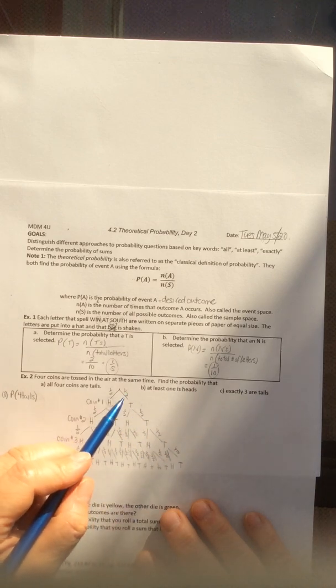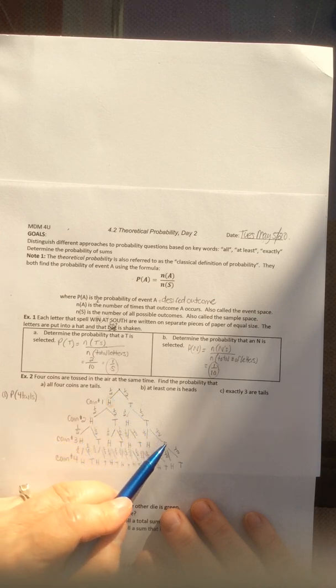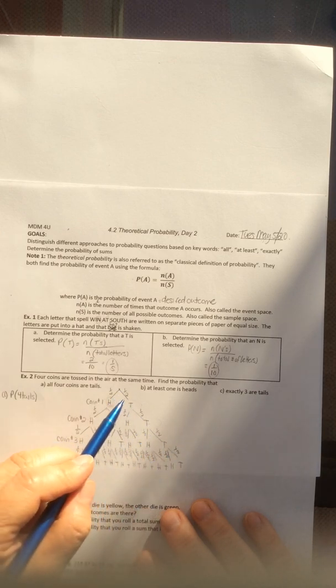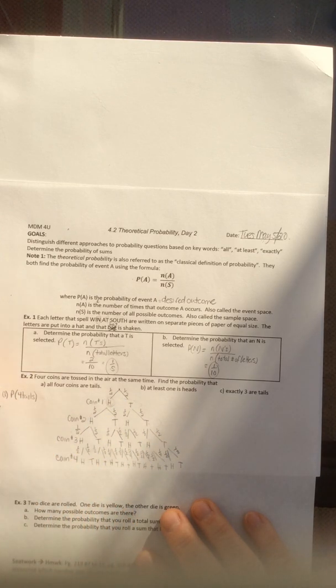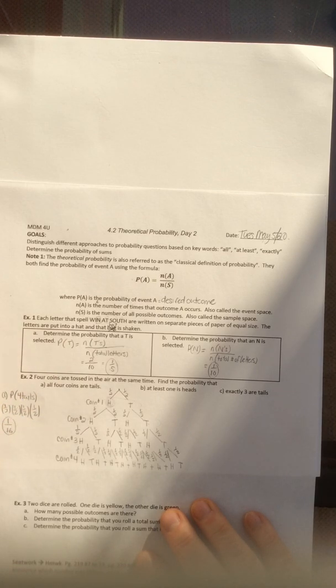4 tails. So it's a result of multiplying all of the probabilities along the branches that you travel. So 1, 2, 3, 4 branches, each with 1/2. 1/2 times 1/2 times 1/2 times 1/2. Okay, so multiply the numerators together to get 1, multiply your denominators together to get 16. So the probability of getting 4 tails is 1 out of 16.